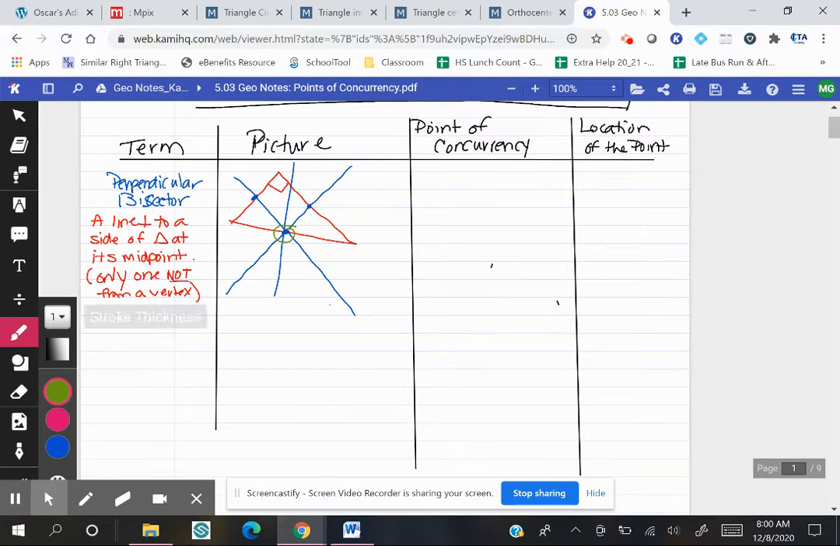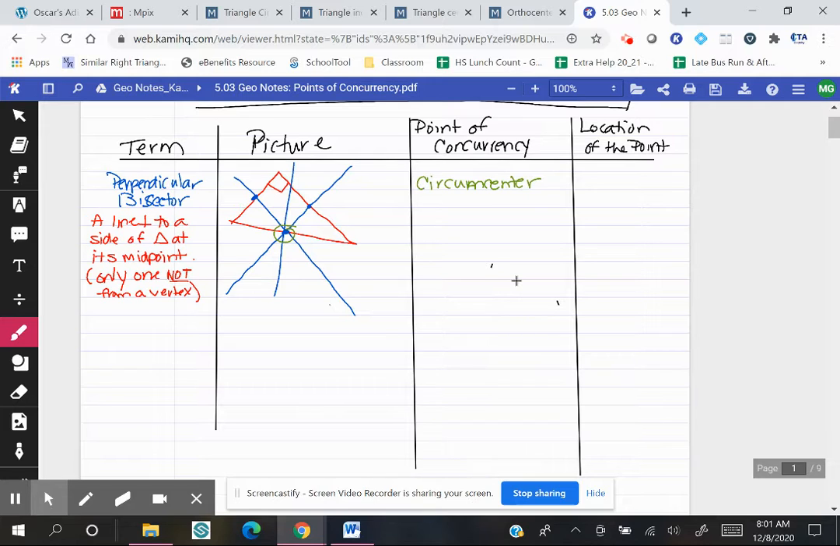This point of concurrency, that point that I just circled there in green, is called your circumcenter. So that's the part where you have to memorize. You need to know perpendicular bisectors meet at a point called the circumcenter. And the circumcenter, you can see it's on the triangle here if it's a right triangle.